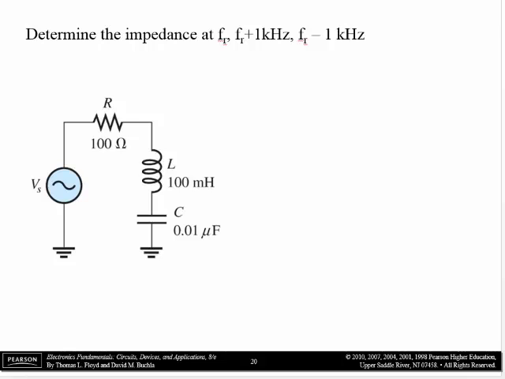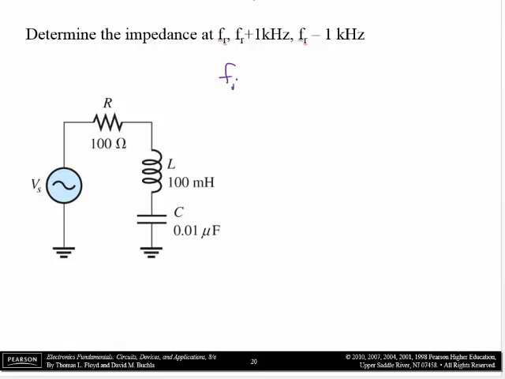So this is just an exercise. Determine the impedance at the resonant frequency, at 1 kilohertz above, and at 1 kilohertz below. I think we could probably do that pretty straightforwardly. The interesting thing about this problem, though, is it did not give me the resonant frequency, did it? So let's find this resonant frequency.